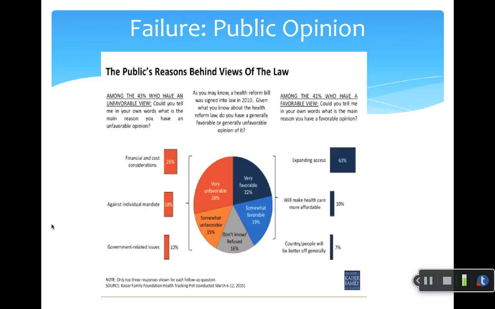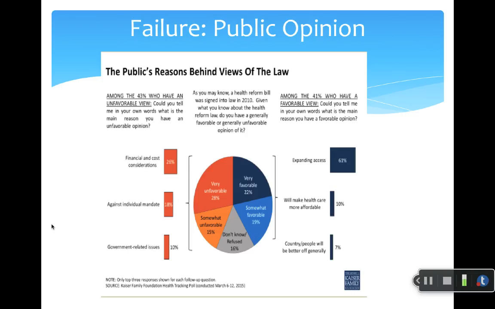What we also see is when we look at the views of the public amongst people who have either the unfavorable or favorable views, what you see is the reasons why they have an unfavorable or favorable opinion. So the people who like the Affordable Care Act like the fact that more people, which may include themselves or others that they know, are going to have more reliable access to health care, right? It's all about getting people fair access, that part of the stool.